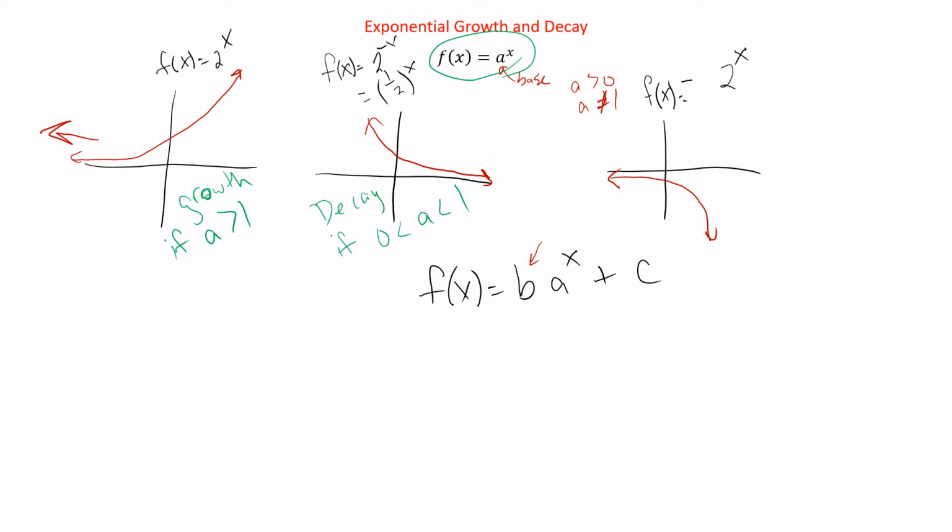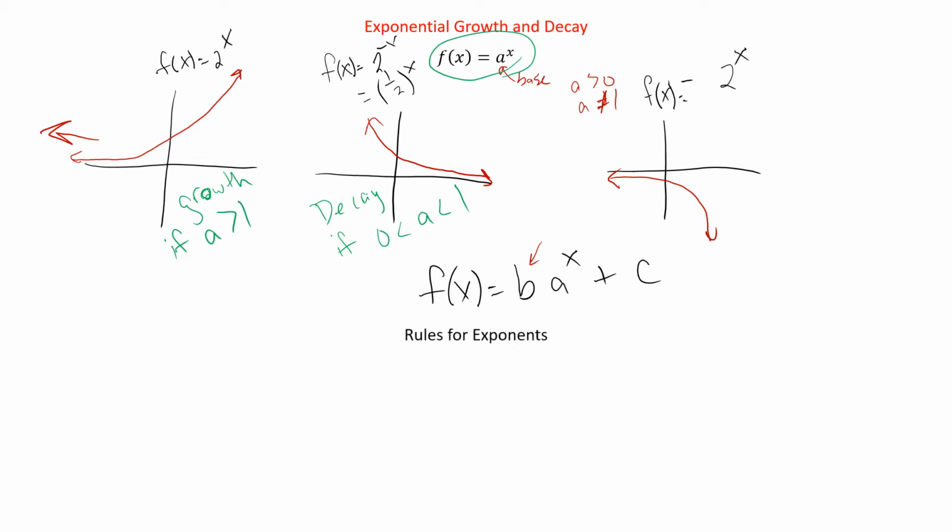And c is going to be a vertical translation. So it's just going to shift it up and down. It will move the asymptote. C will move the asymptote. The asymptote is actually always y equals c. Doesn't matter if it's growth or decay, or if there's a stretch or not, the asymptote is y equals c.